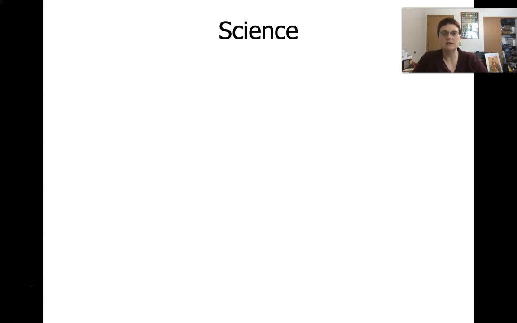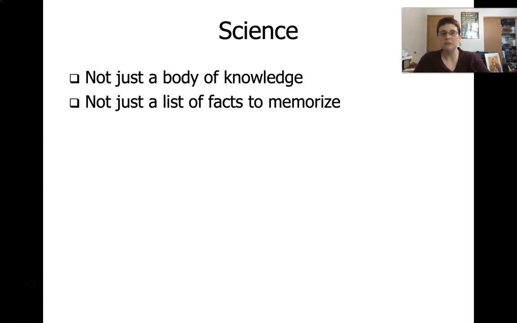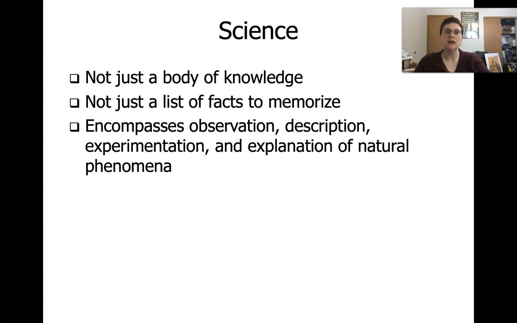So what is science? We talked on the first day of class that biology is the study of life. Science is the study of natural phenomena. Most people think that science is this body of knowledge, these books, lists of facts to memorize and so forth. But actually, that's not what science is. Yes, that stuff is there. However, we got a lot of that information because science really is a process. Science is the process of observing, describing, experimenting, and explaining those natural phenomena.